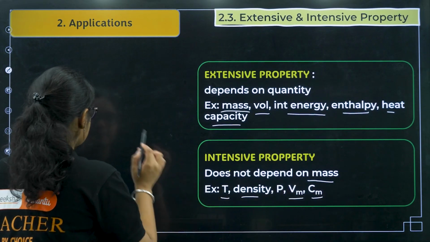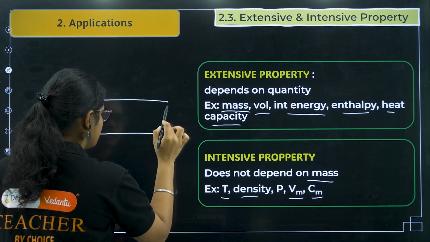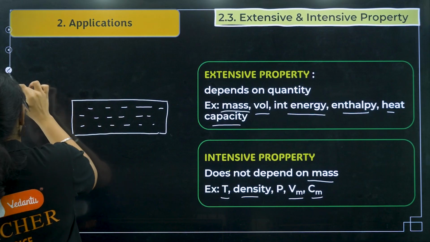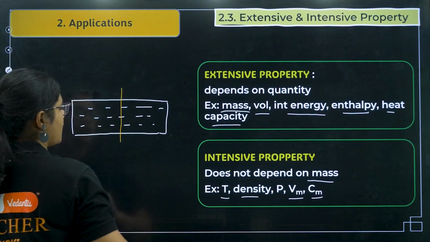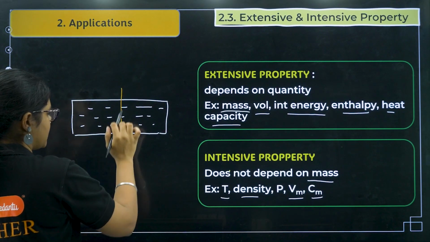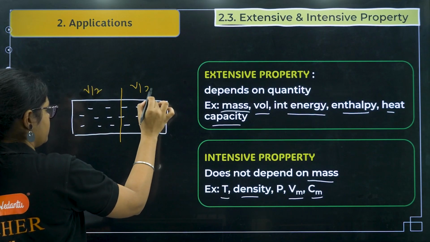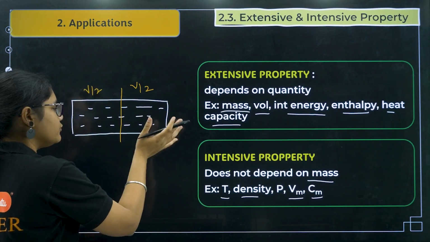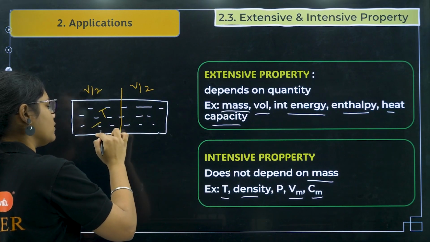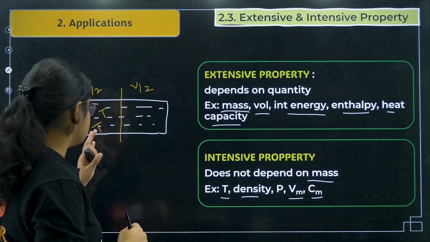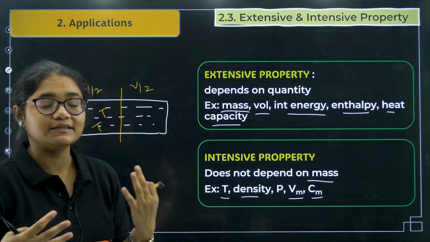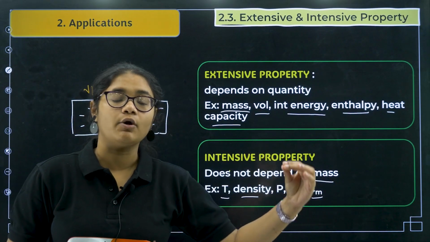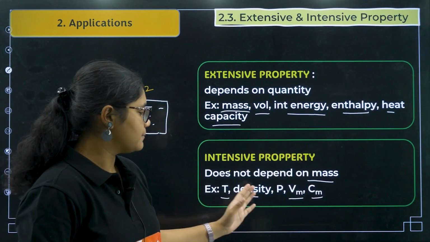Now let me give you an example. Suppose you have a container of water here, okay. Now you divided this into half. So what is the volume of each container now? This is V by 2, this is V by 2, right. So when the quantity changed, volume also changed, right. But initially, before dividing, the temperature was T, and after dividing also the temperature will remain T, right? So that means temperature does not depend on how much quantity is present. So these types of properties are called intensive properties, which do not depend on the amount of substance present. Okay, examples you can see here.